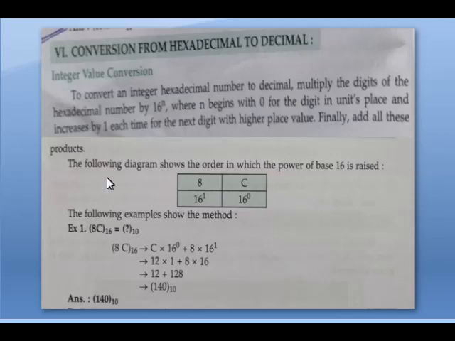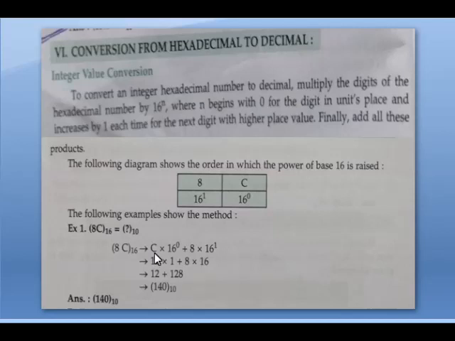Okay, here one example is there, that is 8C to the base 16. This means if the base is 16, it is a hexadecimal number. So how are we going to convert this hexadecimal number into a decimal number? What we have to do is, from right to left, we have to increase the power of the base 16. So the first digit is C into 16 power 0, plus the next digit is 8 into 16 power 1.